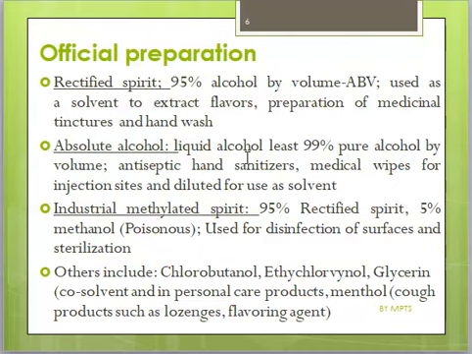Others, we have chlorobutanol, ethyl alcohol, glycerin. This is a polyol. Sorry, it has two OH groups, so it is a di-alcohol. It is used as a co-solvent and in personal care products. Menthol is used in cough preparations, and there are very many other preparations which I will not mention here, but these are the common ones.